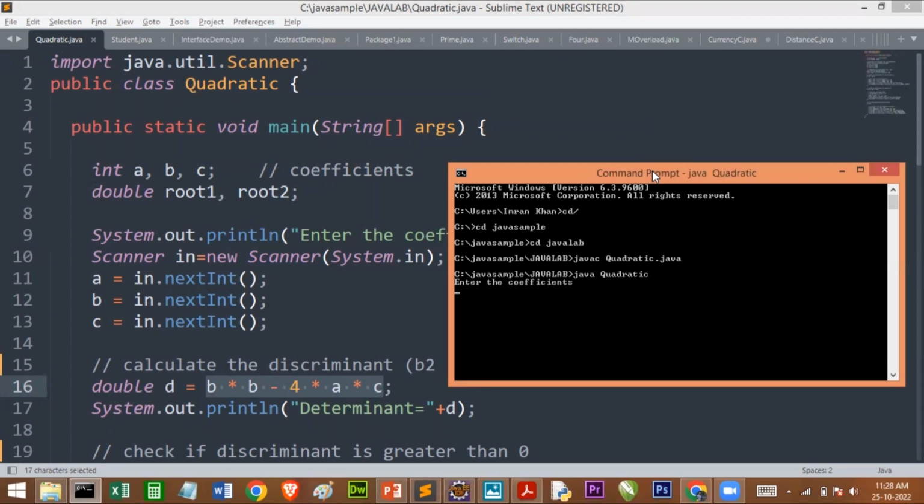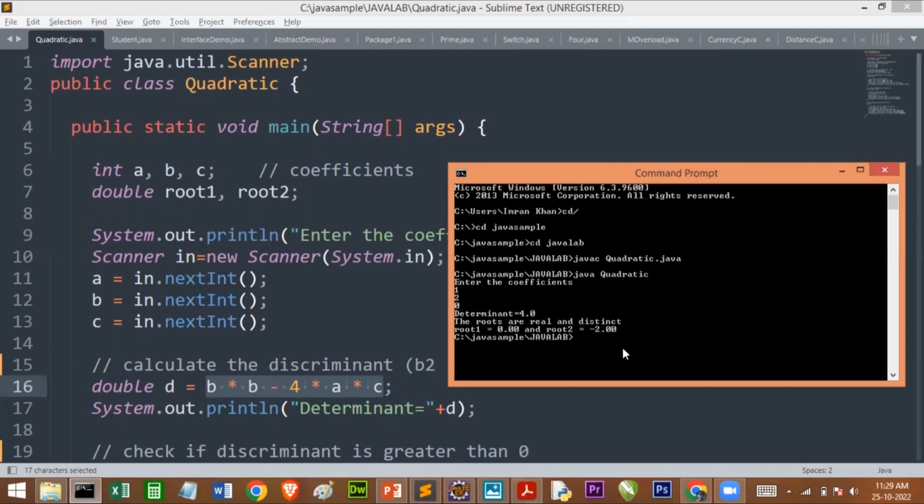Here I will give the values: 1, enter, 2, enter, 0. So the A value is 1, B value is 2, and C value is 0. If you press enter, I'm getting: the roots are real and distinct. Here the determinant is a positive value, so that's why you are getting the roots are real and distinct, and here are root 1 and root 2.